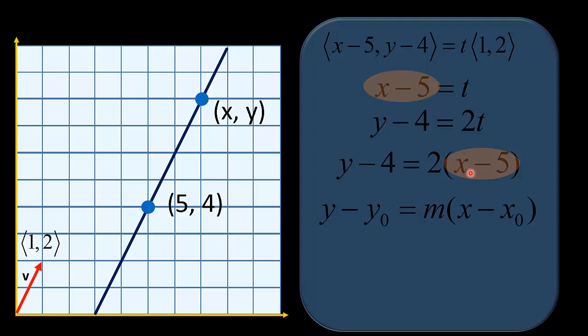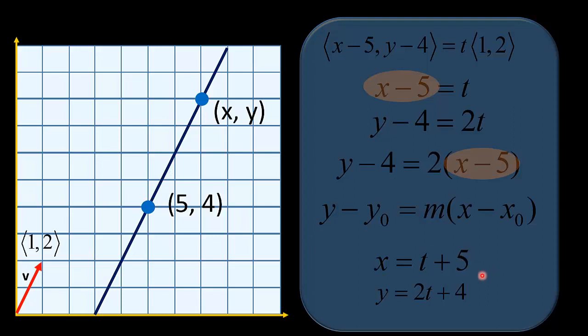You give me a point and a slope, and I'll give you the equation for the line. Here's the point, x naught, y naught. The slope is m. So you can see how this works out the same way. Now, if I solve for x up here, I get the x-coordinate is t plus 5. If I solve for y, I get the y-coordinate is 2t plus 4.